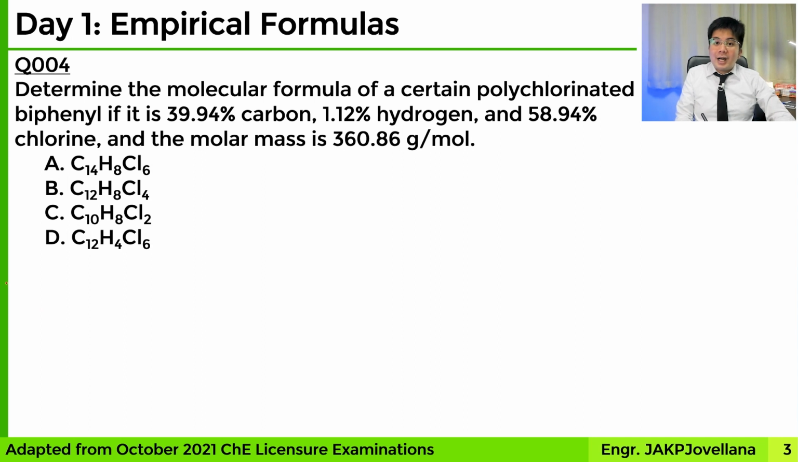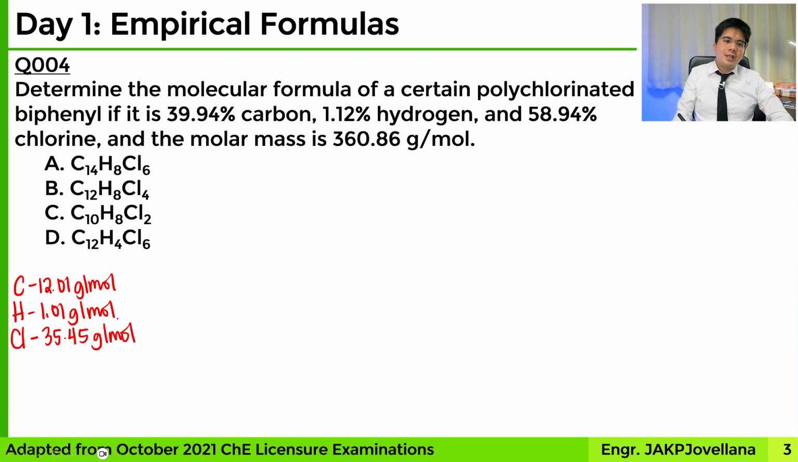To start this problem, we first need to determine the molar mass of the individual elements. Either we memorize the molar mass of the common elements carbon, hydrogen, and chlorine, or determine them from Perry's Chemical Engineering Handbook. The molar mass of carbon is 12.01 grams per mole. For hydrogen, this is 1.01 grams per mole. And for chlorine, this is 35.45 grams per mole.